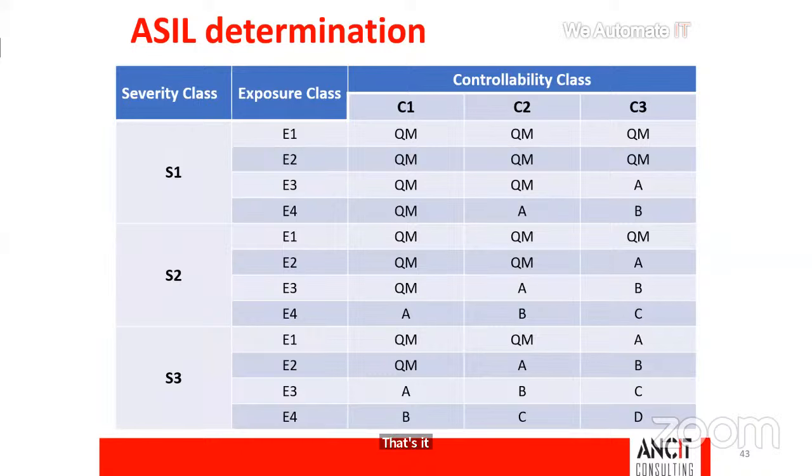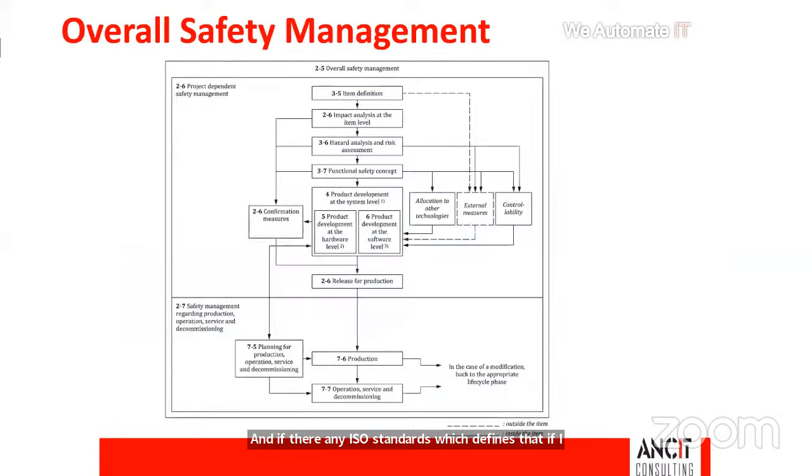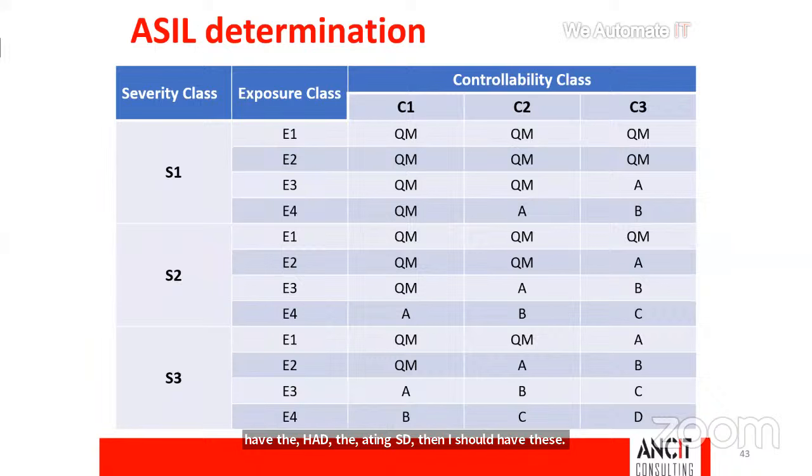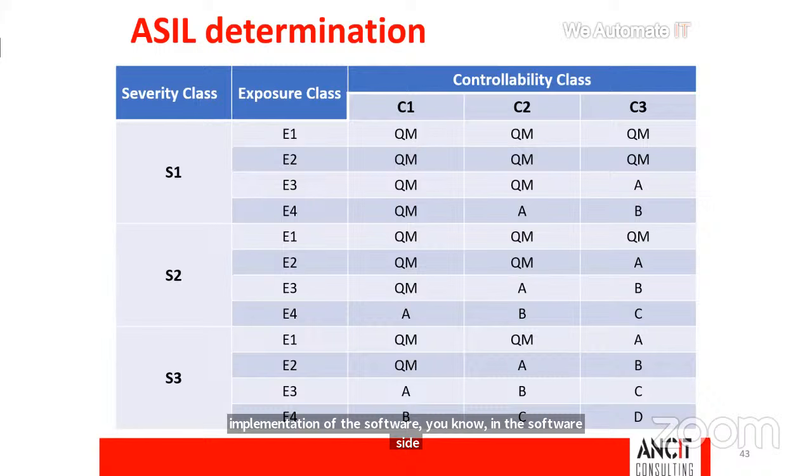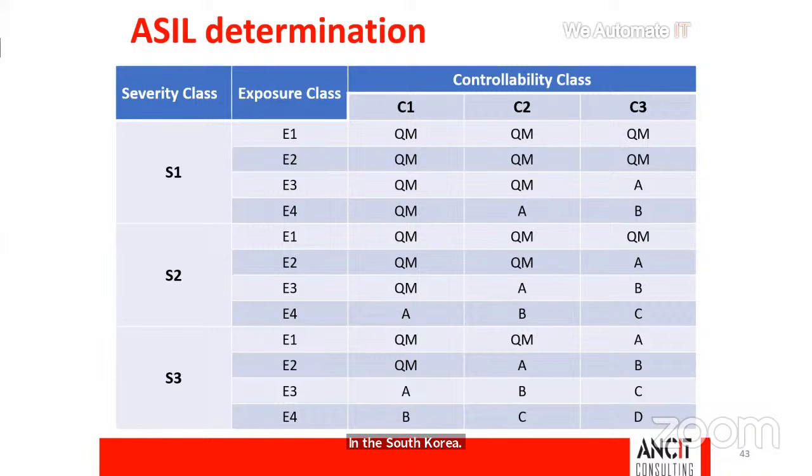Sorry to interrupt, but I was asking: if I have ASIL D, that means I have to add more safety features in it. Is there any ISO standard which defines that if I have ASIL D, then I should have these kinds of rules, test cases or features? Yes, guidance, correct. You need to do a lot more work, a rigorous implementation of the software, on the software side. You need to do a lot of things to make sure that even if there is a probability of a hazard occurring, you mitigate it. You need to provide all the documents.